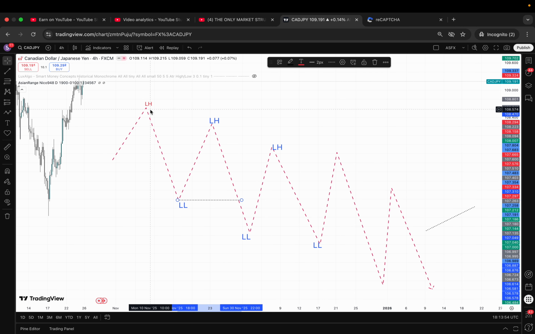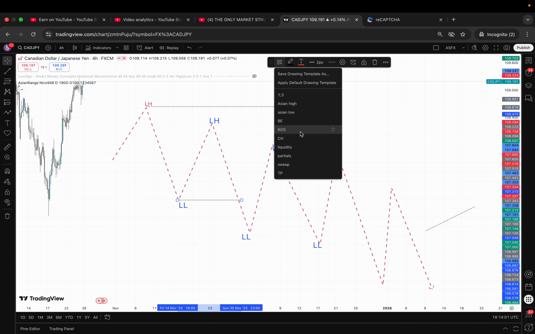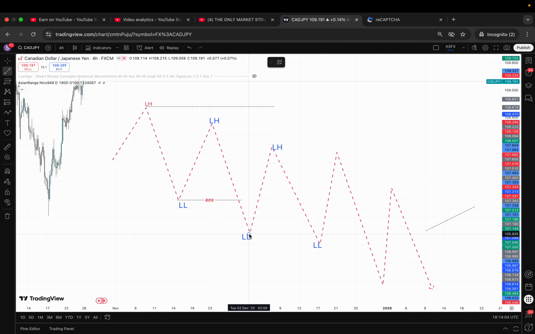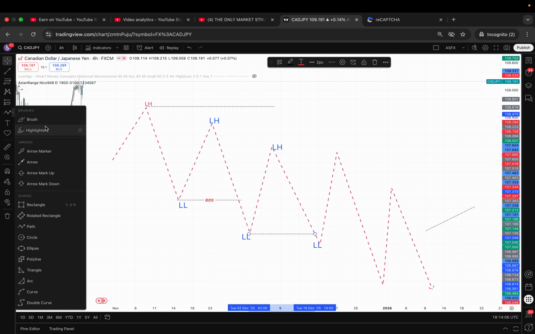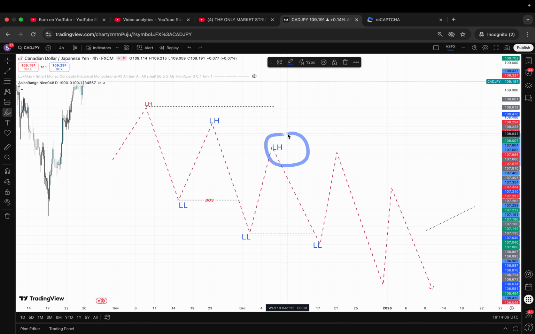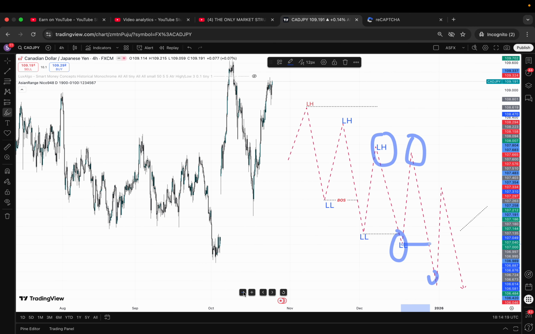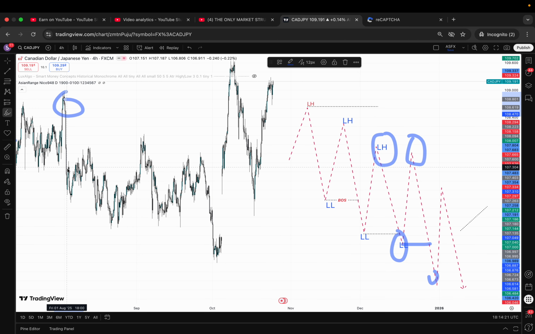Price failed to make another higher high, and price broke below this lower low here. So this is now a break of structure, and then price broke structure again, giving us a new lower high, and then another new lower low. Okay, lower high, lower low. Why? Because price broke below this low here. So let me just illustrate on the chart here. You can see a lower high, a lower low. Why? Because price broke below this. A lower high, a lower low. Why? Because price broke below this. A lower high, a lower low.